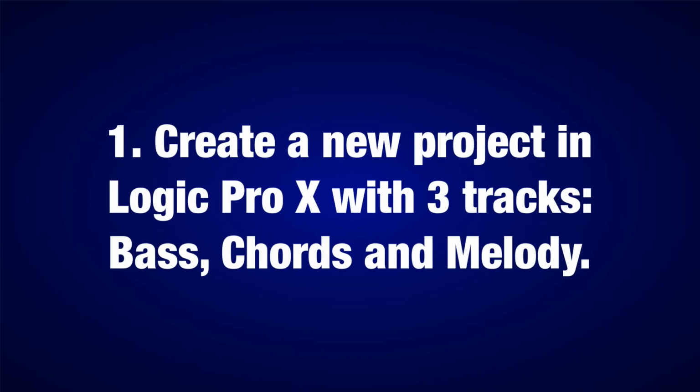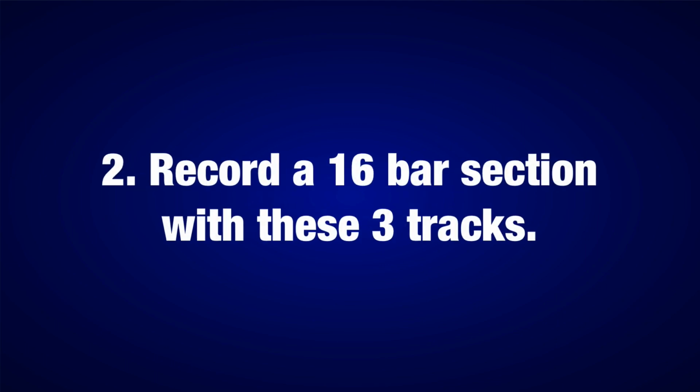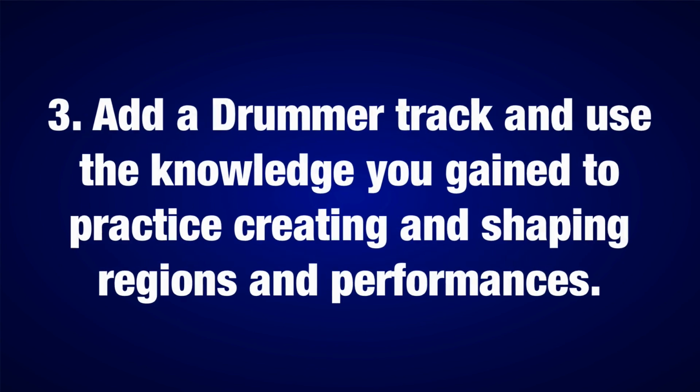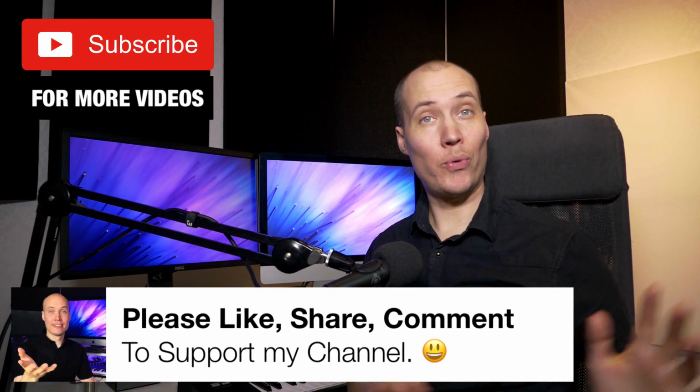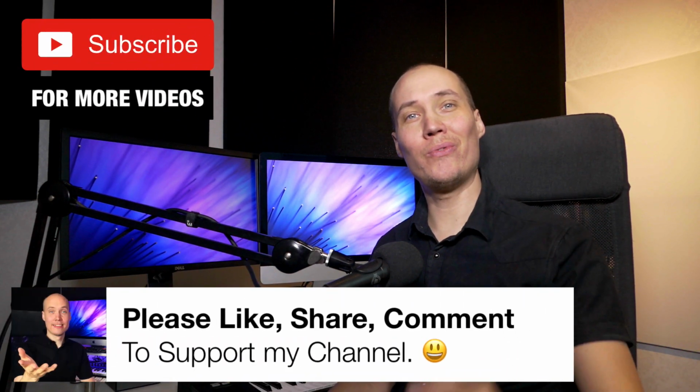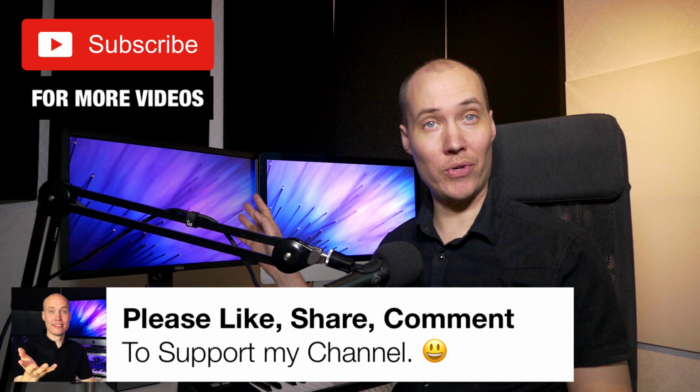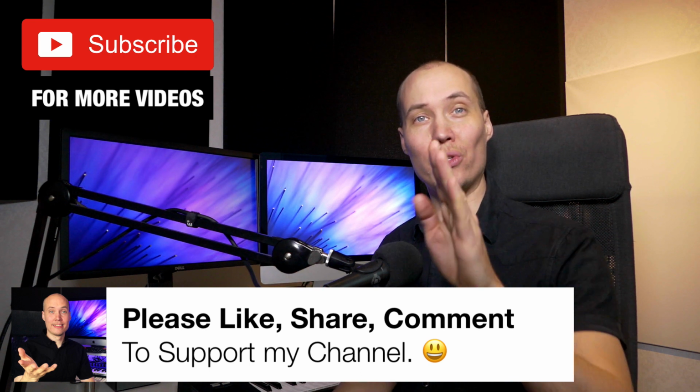1. Create a new project in Logic Pro X with 3 tracks: bass, chords, and melody. 2. Record a 16-bar section with these 3 tracks. And 3. Add a drummer track and use the knowledge you gained to practice creating and shaping regions and performances. Experiment, practice, and have fun improving your skills in using the drummer track in Logic Pro X for your music productions.